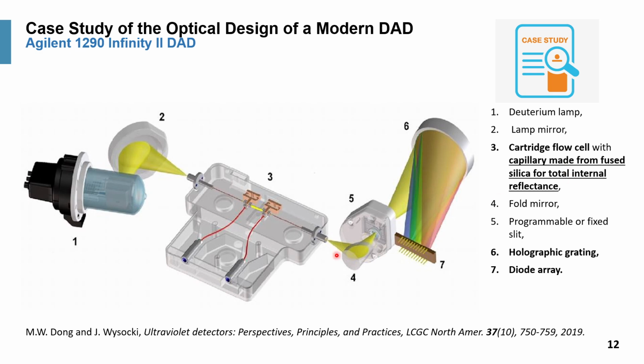And inside, instead of using a Teflon tube, there's a capillary made from fused silica, which is coated for total internal reflectance. So it's quite different. And you have a different folding mirror. They also have a programmable slit, which allows the user to program different slit widths, and also a holographic grating. And finally, a diode array.